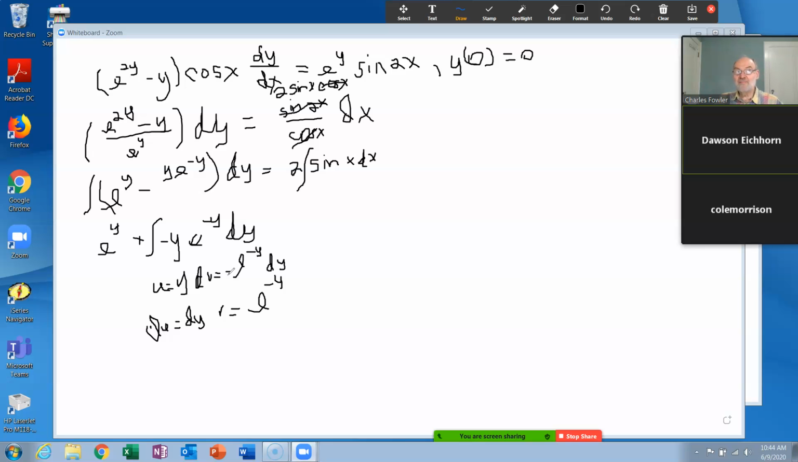Okay, well, what does your integration by parts formula say? You got me saying it wrong, Dawson. Okay, integration by parts says it's the u times v, which is y e to the minus y. That's u times v, minus the bottom line, and that's this one. That would be the integral of e to the minus y dy.